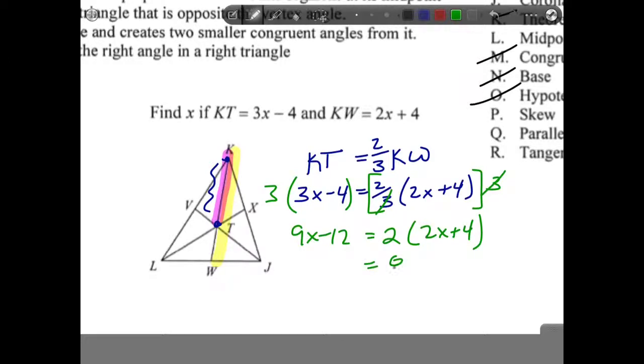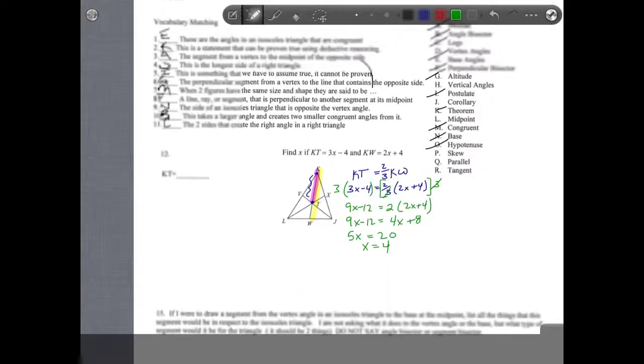Now that becomes 4x plus 8, and this is 9x minus 12. Subtract 4x from both sides, add 12 to both sides, so x is equal to 4, and that's our answer for number 12.